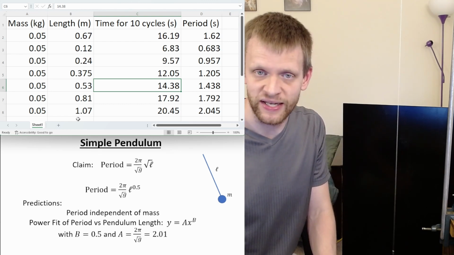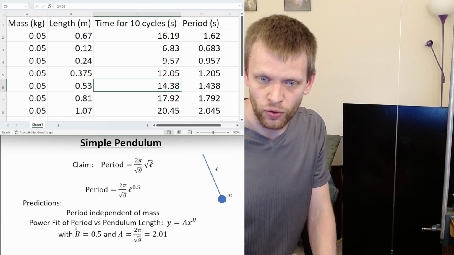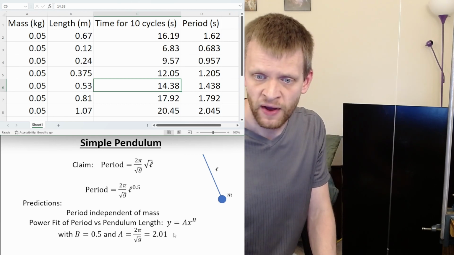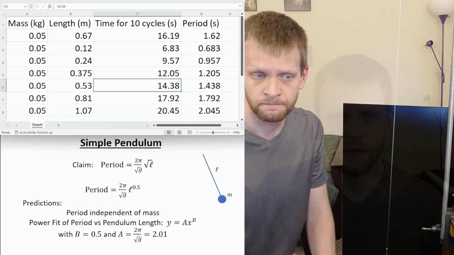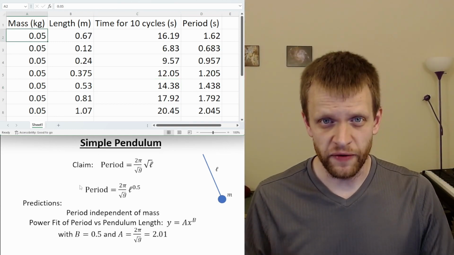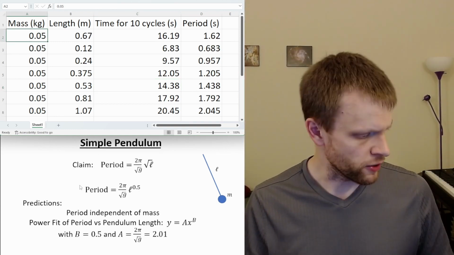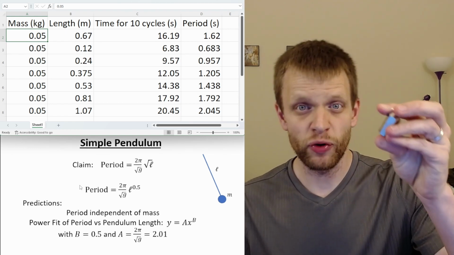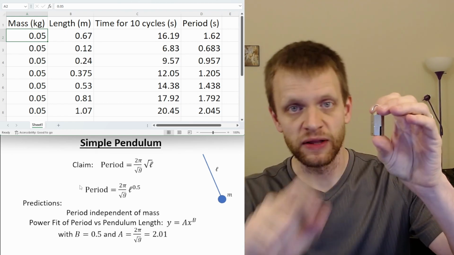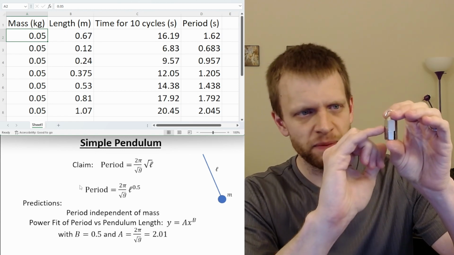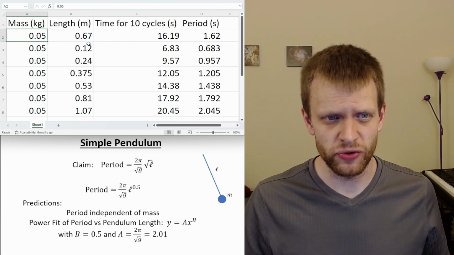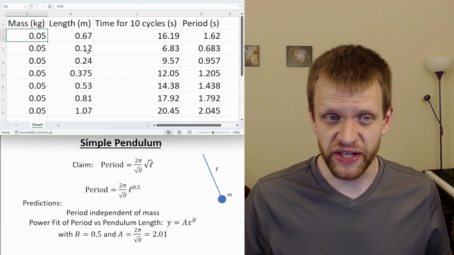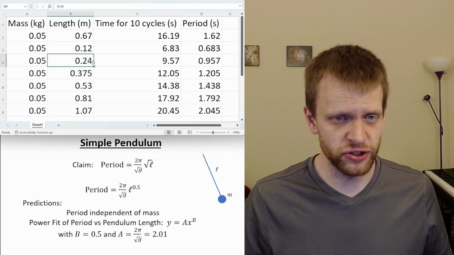So let's see how we can analyze the data, make our period versus pendulum length graph, and see if we actually get this fit for the power fit. With this data that we've gathered, again, there are a few sources of error. The mass that we were primarily using does have a little bit of an extent. I might have been off by maybe a half centimeter in measuring the lengths of these, so some of those could be a few percent, especially for these smaller length pendulums.